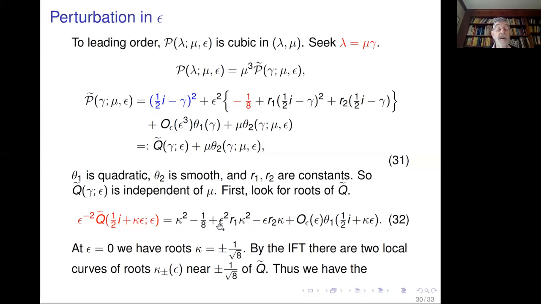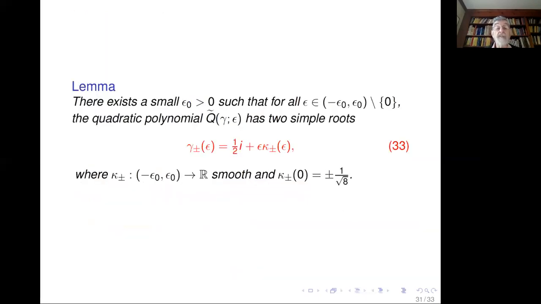But now it becomes clear, because if epsilon equals 0, clearly the roots for kappa are plus or minus 1 over the square root of 8, one of which is in the right half plane. And now with the epsilon, we're just going to use the implicit function theorem. There are going to be 2 roots very near these 2 roots. And then for the other black terms here, you just use the implicit function theorem again. So this is what I just said, basically. You get 2 roots that look like that.